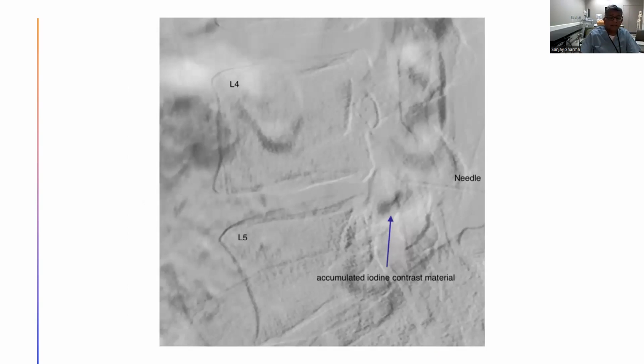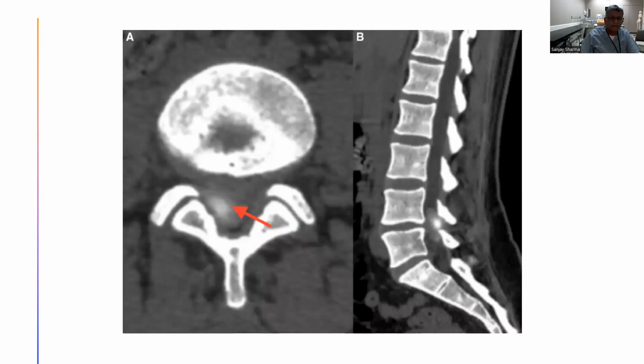So they did the interlaminar epidural steroid injection, and here you can see the contrast accumulating in this image. This is the digital subtraction image. We do that to make sure there's no vascular uptake. So next slide. So what happened after that?